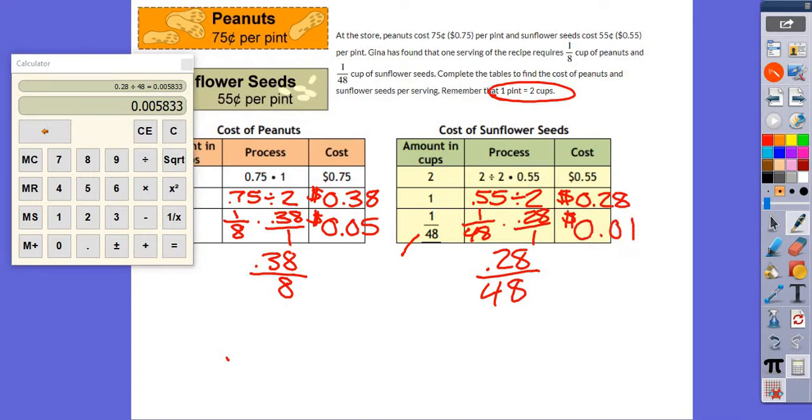Technically, it wasn't even a penny, but money is rounded, so it technically cost half of a penny to put it in there, but we don't do half pennies. We have to do either a whole penny or not. You don't get sunflower seeds. So it cost a penny to put sunflower seeds in my 1 package of trail mix.